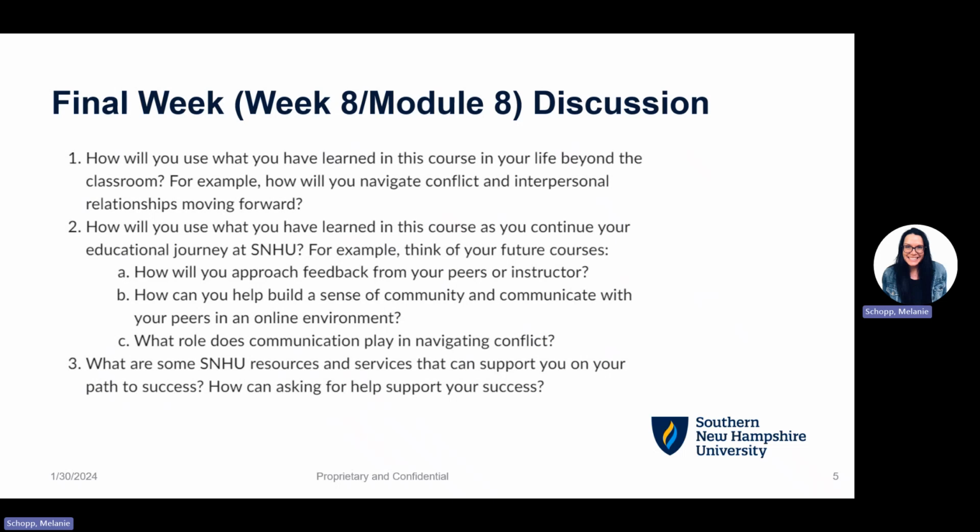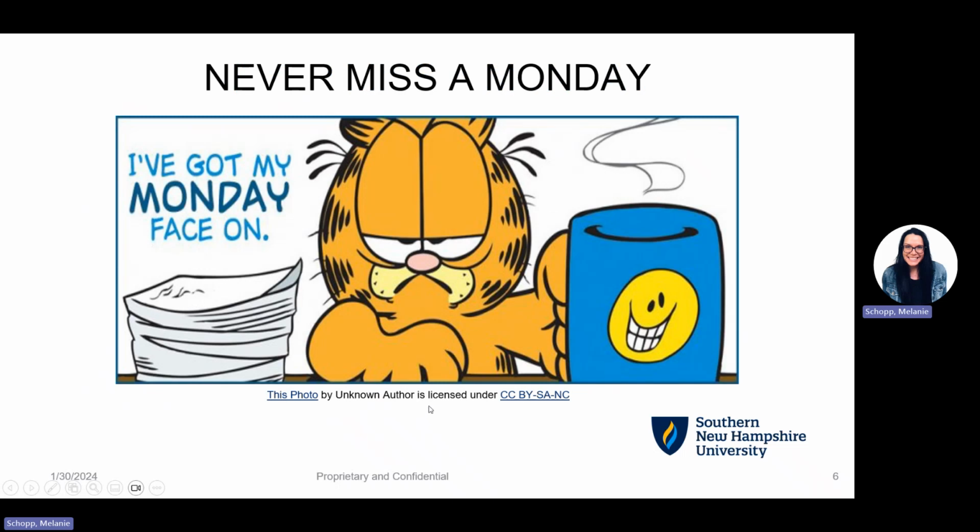The final question for the term is, what are some SNHU resources and services that can support you on your path to success? And how can asking for help or being vulnerable support your success? As a reminder, you can find a complete list of the SNHU resources right from your Brightspace classroom. At the very top, there's a quick link to the library and also academic support. But if you click on that help title and the down arrow, go to online student services, and it pulls up all the different departments and teams, just in case you need a reminder of who those resources are.